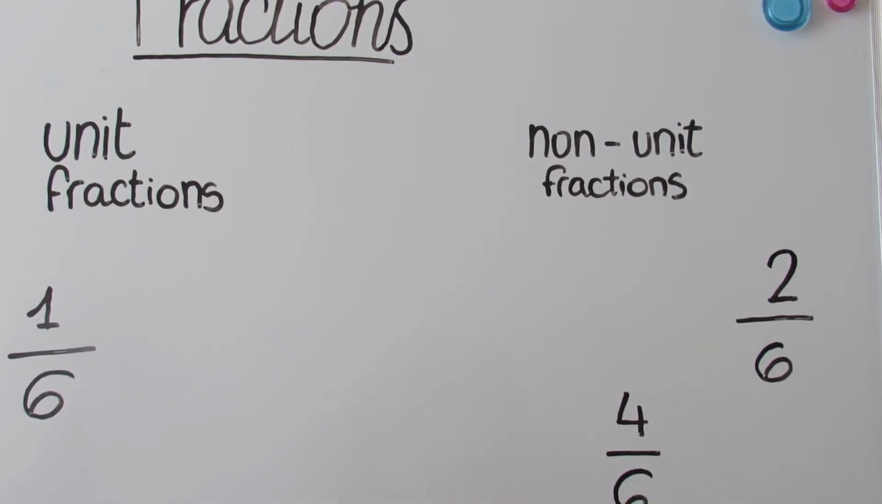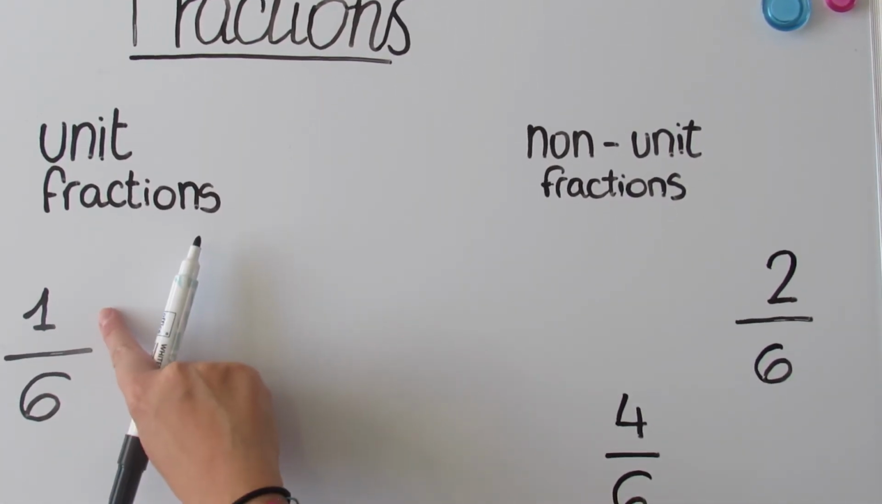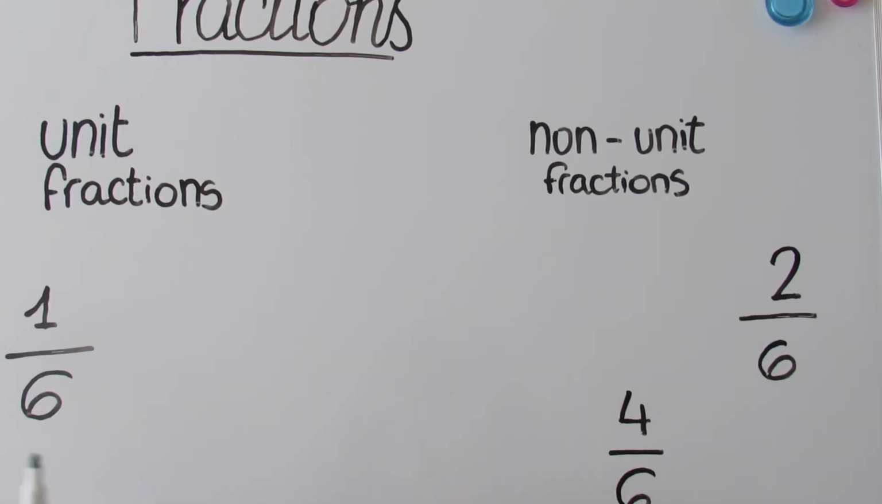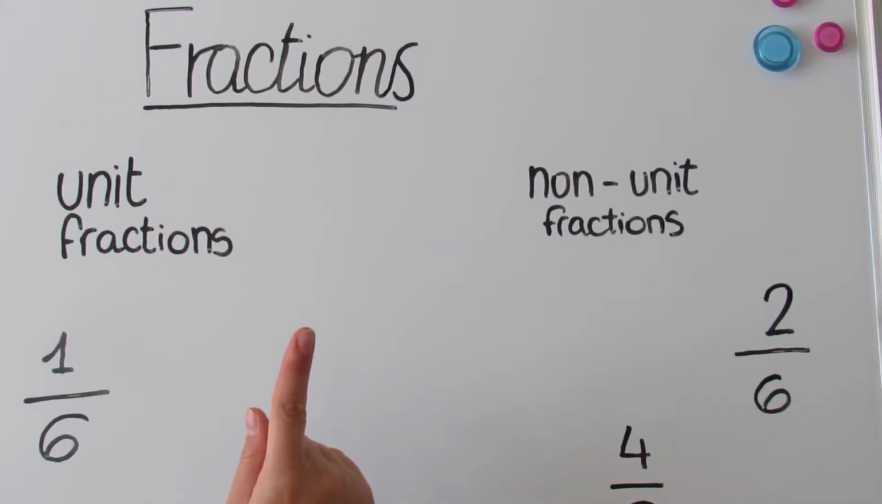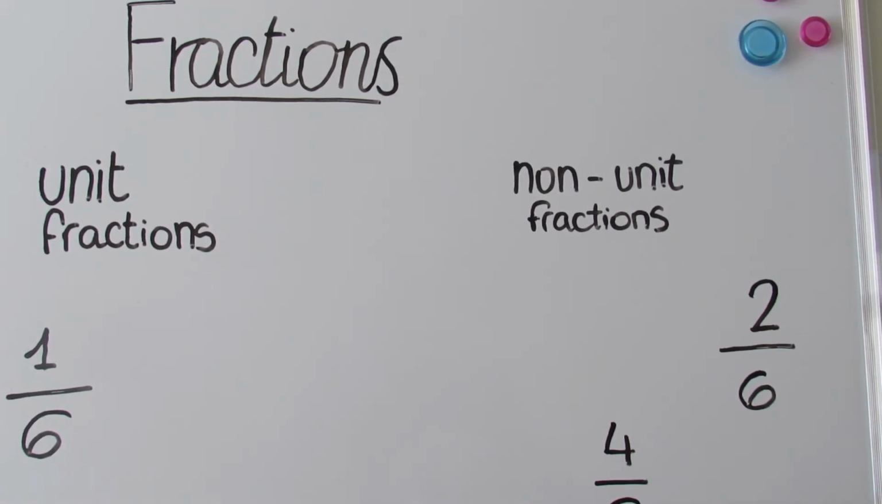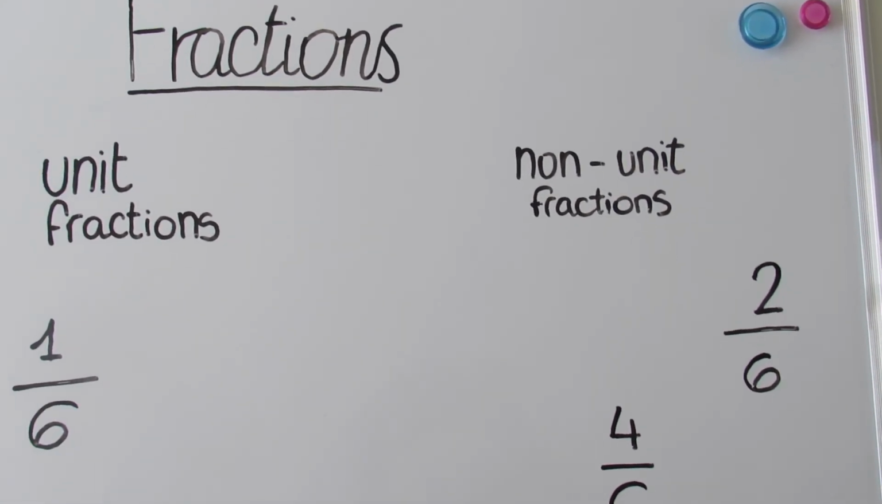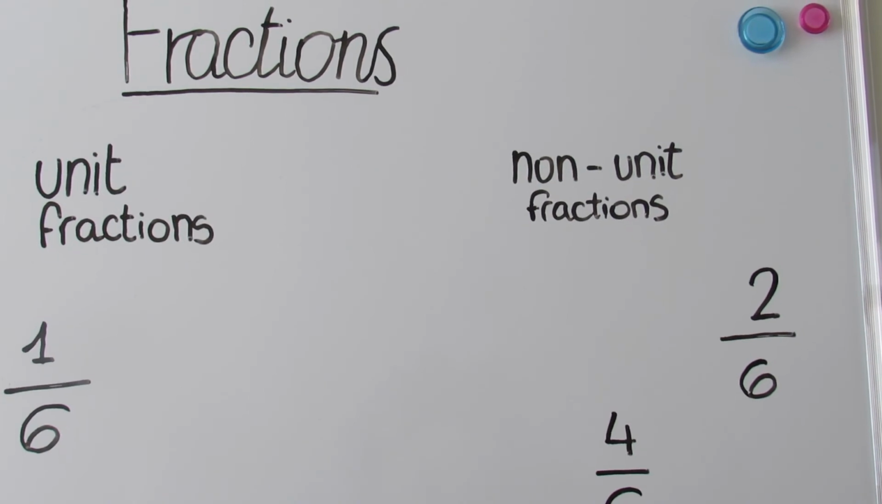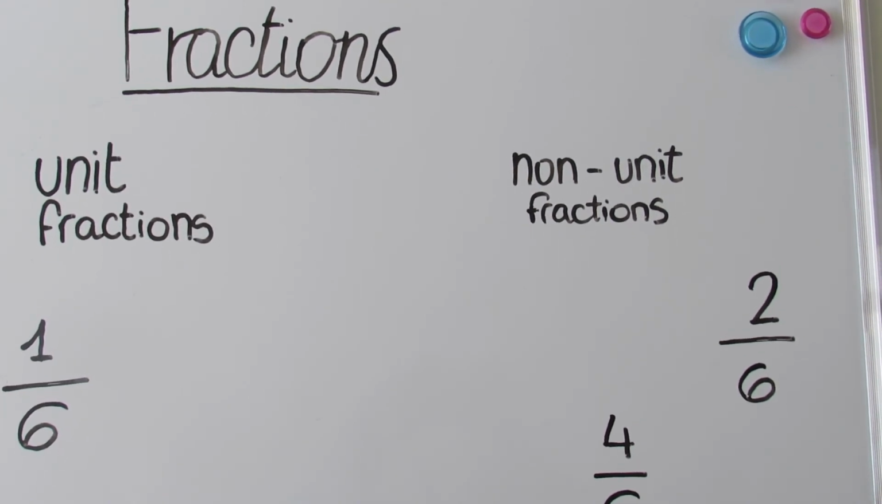Okay, now we're going to understand what unit and non-unit fraction means. So a unit fraction is when on top as the numerator there is a 1. When there are other numbers such as 2, 4, or 3, or 7, in that case we talk about non-unit fractions.